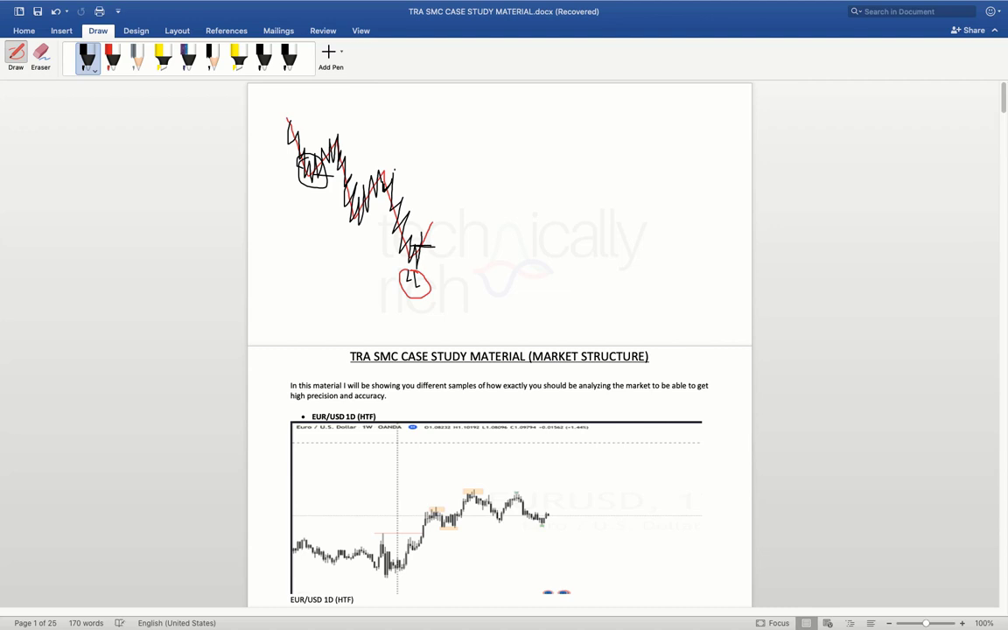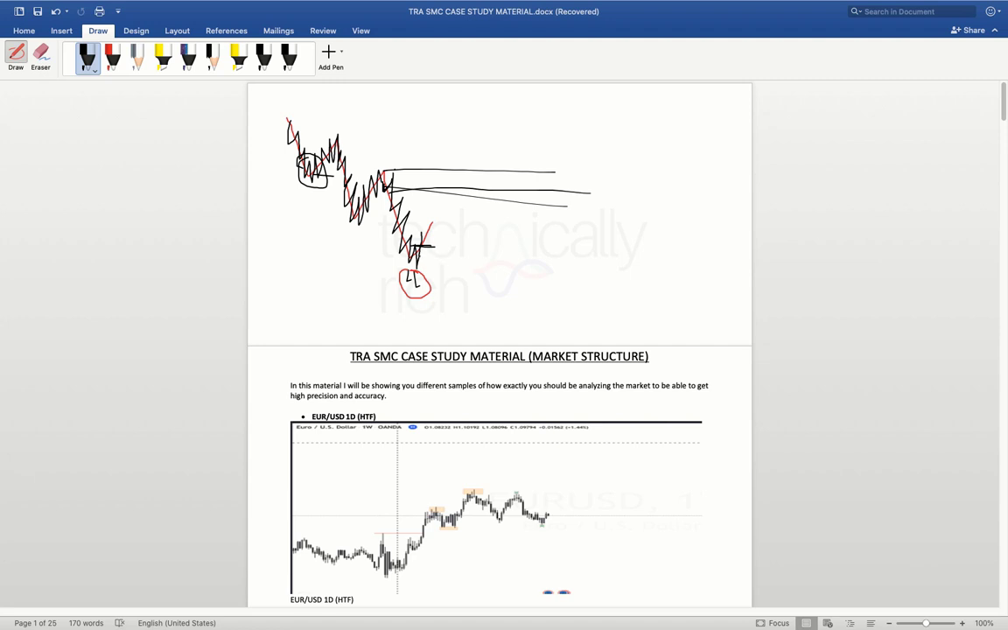Why are you seeing this break of structure? It's because the higher time frame needs to retrace back to this POI here, somewhere around here. So for the higher time frame to retrace, the lower time frame has to break structure. So on the lower time frame now you have a break of structure.